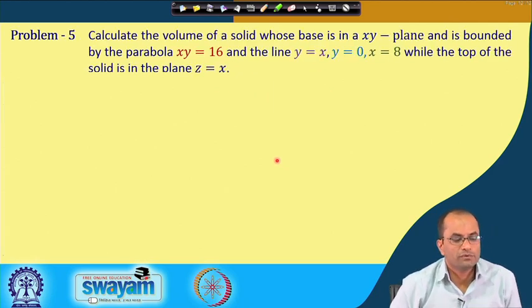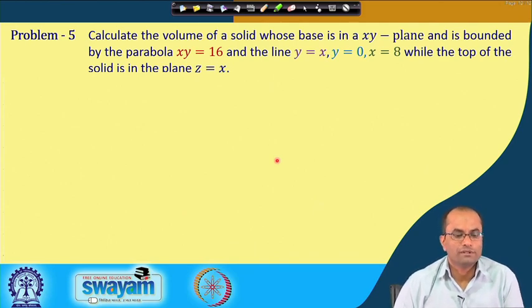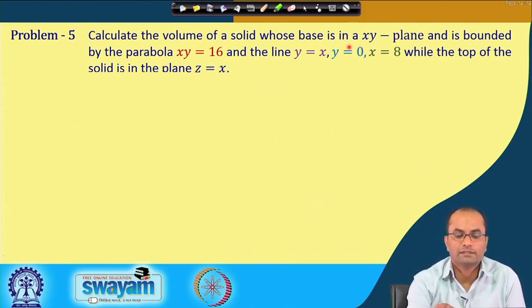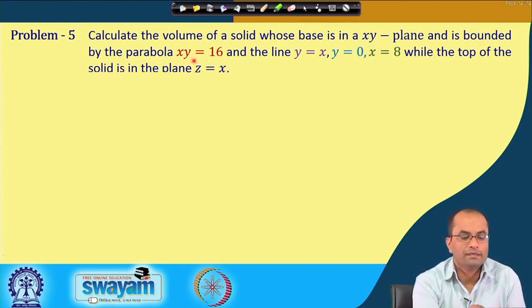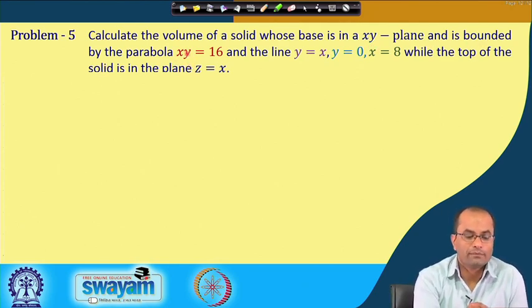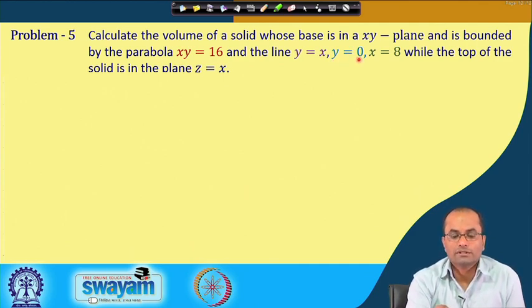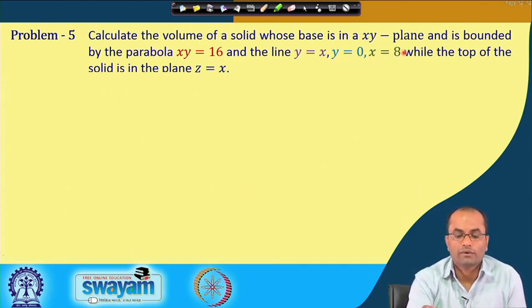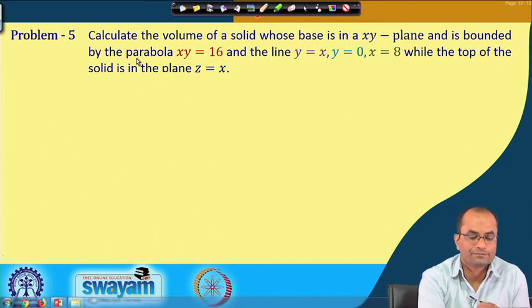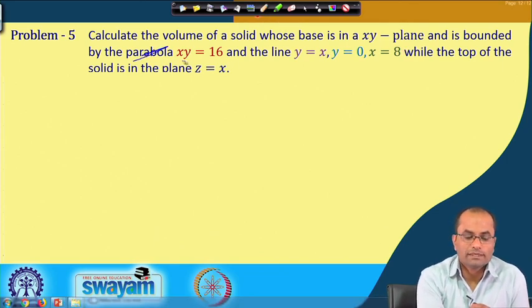discuss another example, where again we will compute the volume of the solid whose base is in the xy plane, and it is bounded by the parabola. So, this is not the parabola. So, bounded by the curves xy is equal to 16, y is equal to x, and y is equal to 0, and x is equal to 8. So, in this case again we need to draw these curves here.